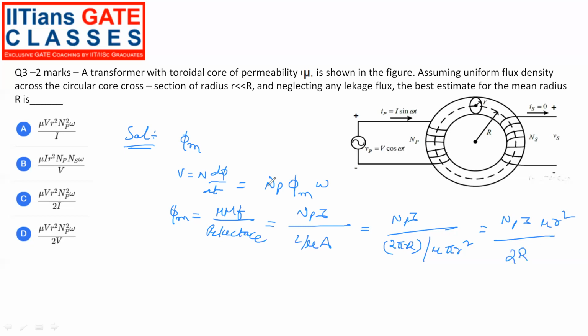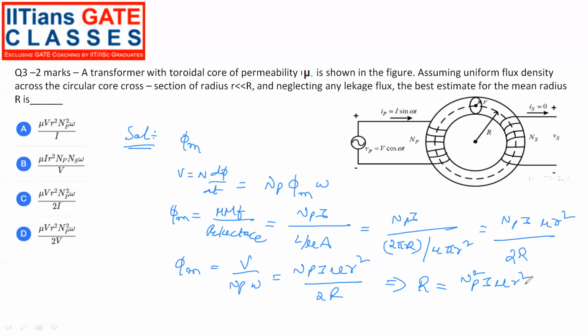So similarly from this we can write phi m equal to V by Np omega, that is equal to Np I mu r square by 2R. So from these two expressions we can get capital R equal to Np square I mu r square omega by 2. So that is option D. So let's go to our next question.